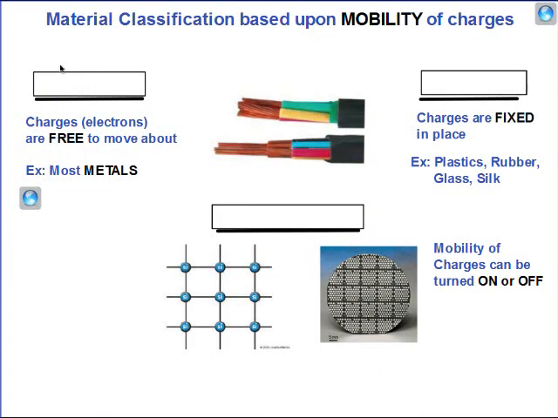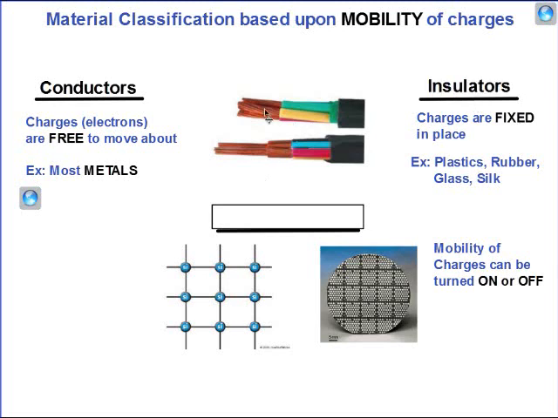And the last slide for us is about the classification of materials. We're going to look at classification based on the mobility of charges, whether or not the charges are free to move. Metals usually have charges that are free to move about, so the electrons are loosely held. We would call those conductors. Insulators are materials where the charges are somewhat fixed in place, so things like plastic, rubber, glass, silk, and so forth are insulators. In typical household wiring, the conductors, usually copper, carry the electrical charge for electricity throughout our home to power our devices.